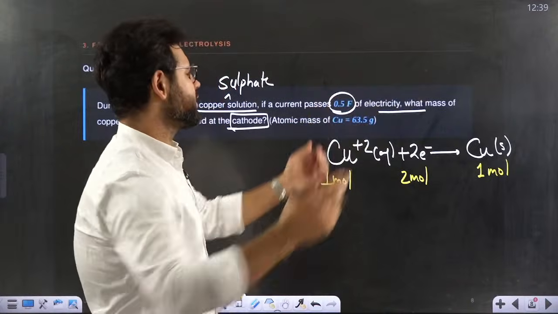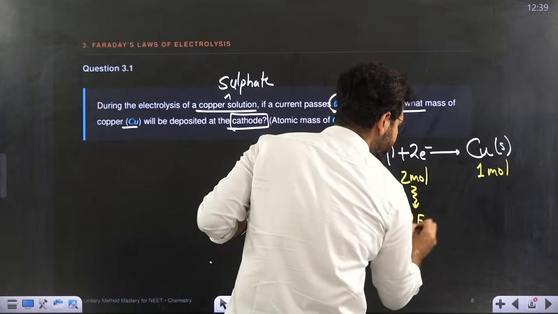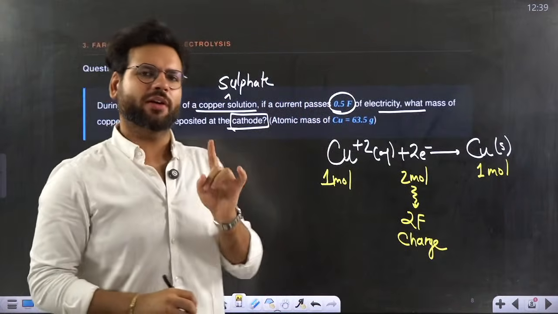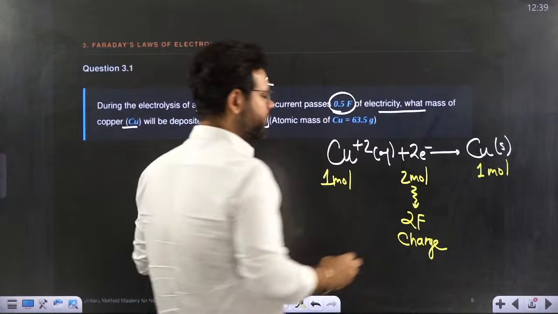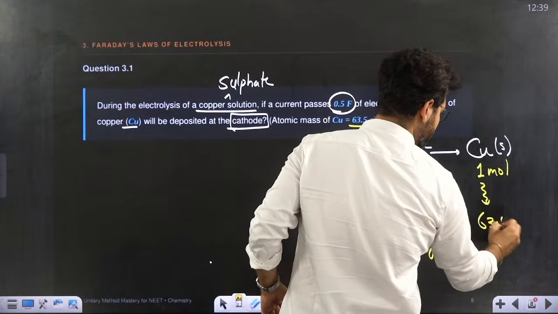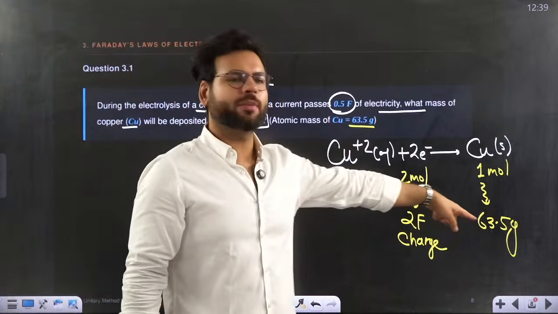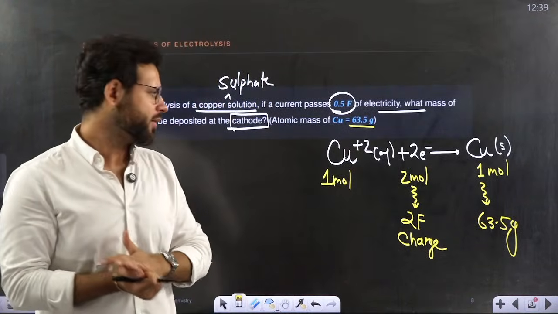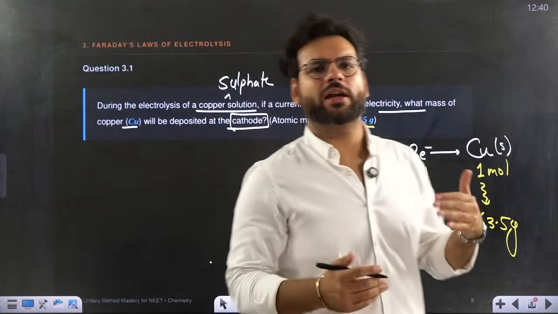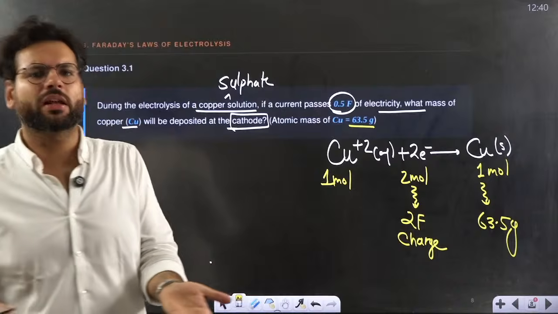Now I can easily compare charge with the mass. 2 mole electrons means 2 Faraday charge, since each mole of electrons has 1 Faraday charge. And 1 mole copper weighs 63.5 gram. So 2 Faraday can deposit 63.5 gram copper. How much can 0.5 Faraday deposit? 0.5 is 1/4 of 2 Faraday, so it will be about 1/4 of 63.5, some 17 or 18 gram.